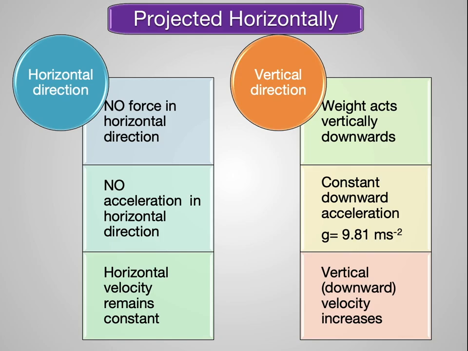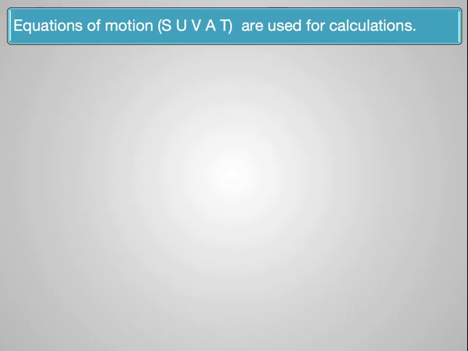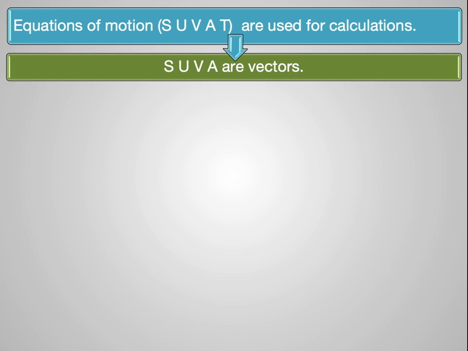Now let's see how to solve the calculations in projectile motion. We have to use the equations of motion for calculations. We have discussed in detail in the previous topic what equations and how we are going to use them, and the directions of each quantity. Now what's the problem with vectors? Let's see this equation. You want to find the final velocity of a projectile, and I'm using the equation v is equal to u plus at. But remember, v, u, a are vectors.